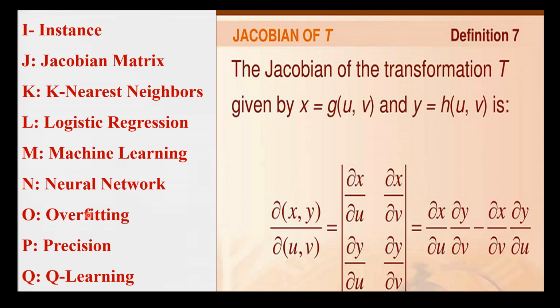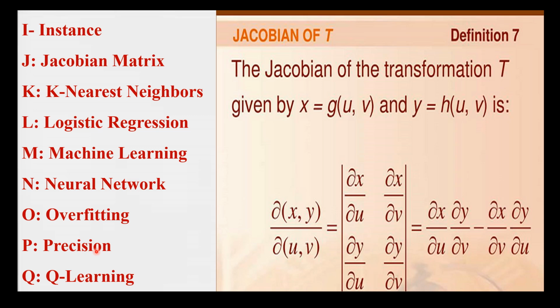O is the overfitting. So imagine a tailor making a custom suit for a single person. So overfitting occurs when a machine learning model is too complex and memorizes the training data, leading to poor performance on new unseen data.